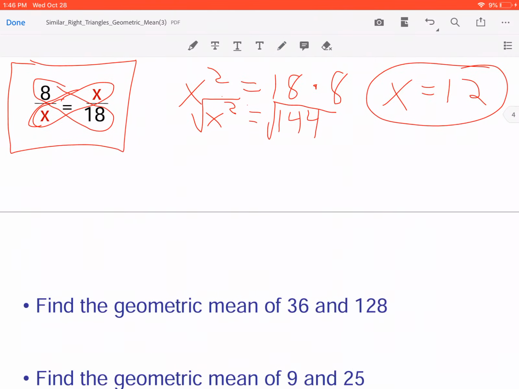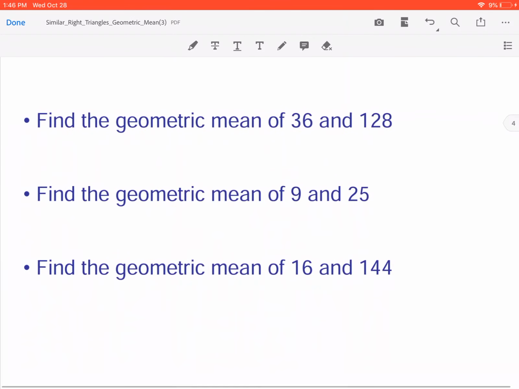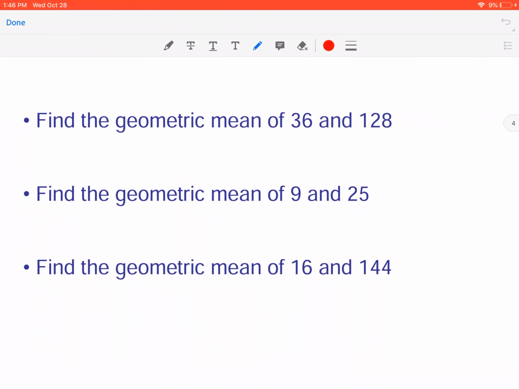All right. Now, looking at these examples, find the geometric mean of 36 and 128. Okay, so I'm going to do my proportion. And it does not matter. You could put x first, but as long as if you put x at the top left, he also needs to be bottom right. Then put the other 2 numbers. There you go. X times x is x squared. And again, you can use your calculator on this. But 36 times 128 is 4,608.